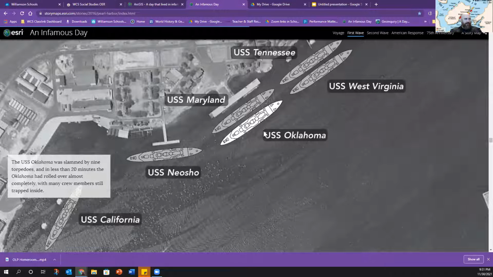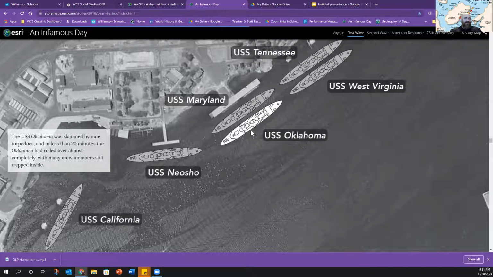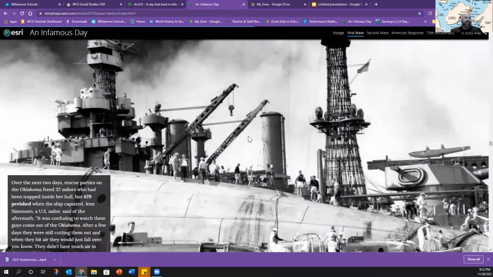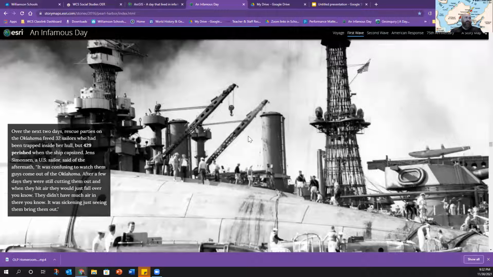All right, the Oklahoma, 9 torpedoes. Within 20 minutes, it's almost completely capsized. And this is one of those ships that has crew members trapped inside, some of them with oxygen pockets. And so they survived for a while. And then obviously, most of them did not make it out eventually. So like I said, over the next 2 days, you have those oxygen pockets as it's capsizing and sinking, right? 32 sailors were trapped inside and get saved, but 429 completely perish.